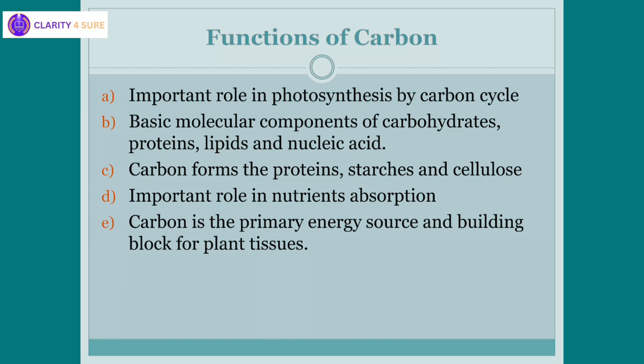First one is carbon. Carbon plays an important role in photosynthesis by carbon cycle. Carbon forms the basic molecular components of carbohydrate, protein, lipids, starches, cellulose, and nucleic acid. It also plays an important role in nutrients absorption. Carbon is the primary energy source and building block for plant tissues.